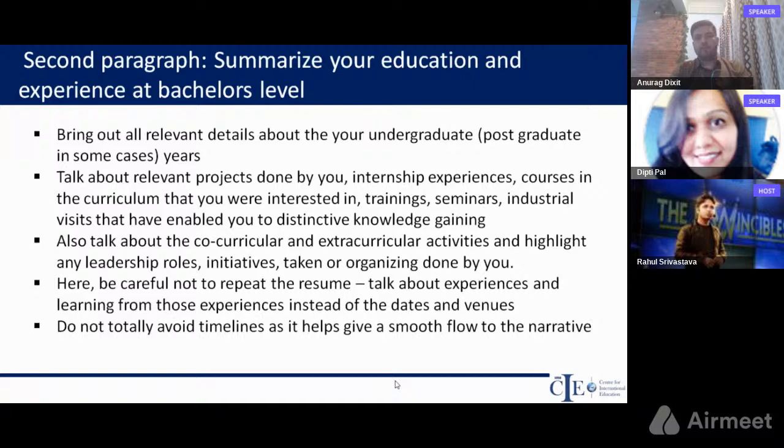You can mention some dates, but you don't have to be hard and fast about exact dates, from this date to this date. All those things are not required. You can just say that in this year these were the things that you did, and those were the reasons why you did those things. So that's a good way to approach the second paragraph.